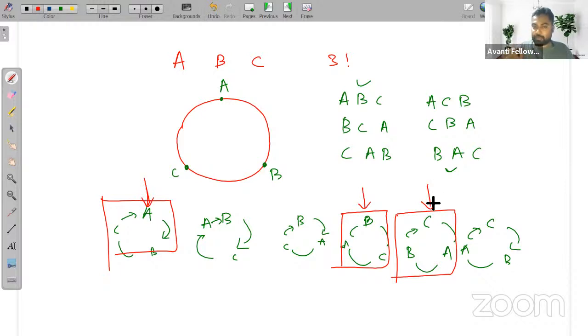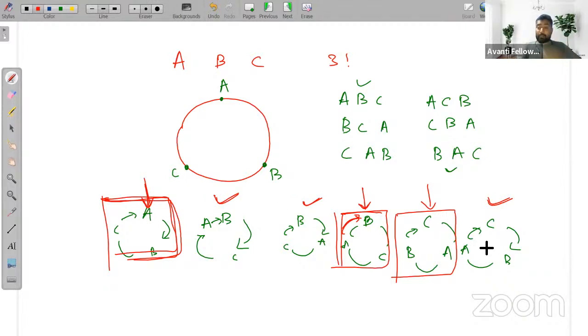arrangements are the same or not? Yes, they are the same. Why? Because after B, if you move the circle clockwise, the position of A is here. So just move the circle; if you move it by 45 degrees, A will come to this place. So these three arrangements are the same, and these three arrangements are the same also. I hope this is clear to everyone.